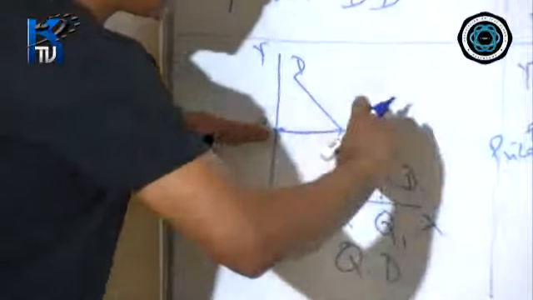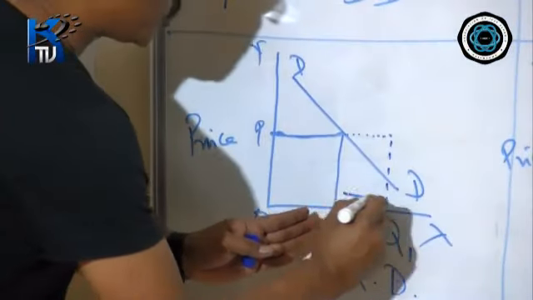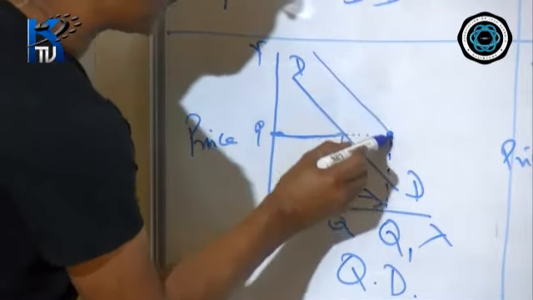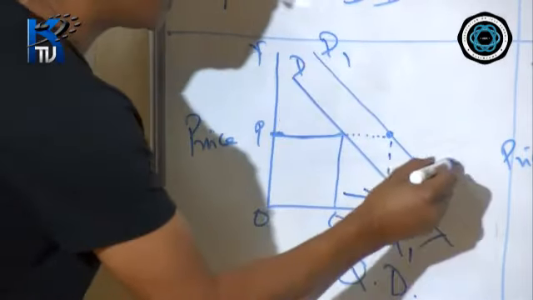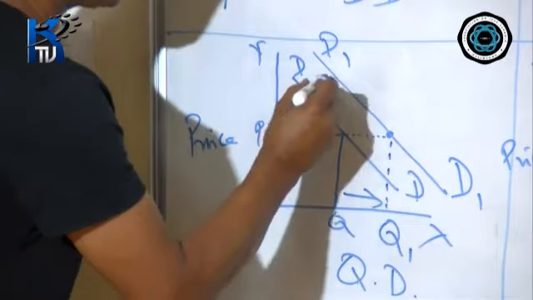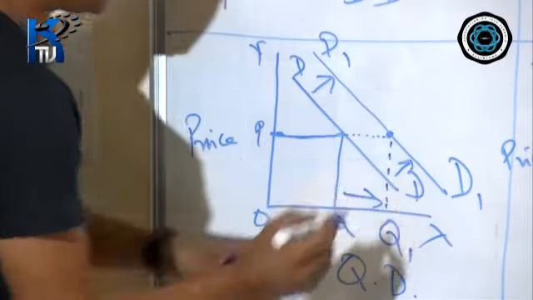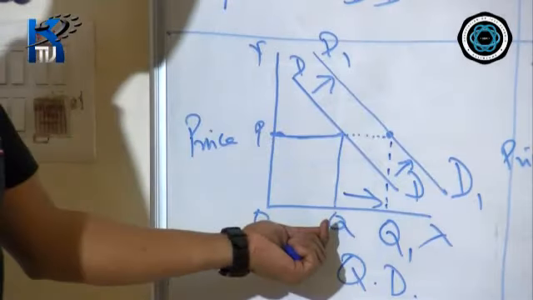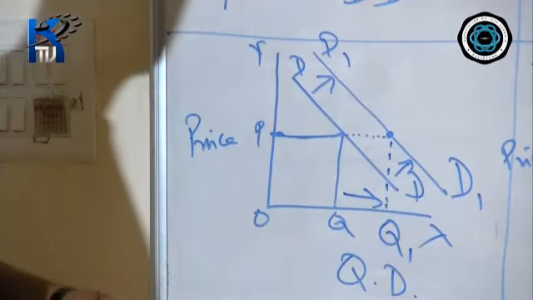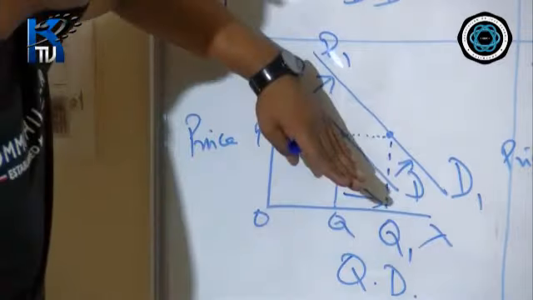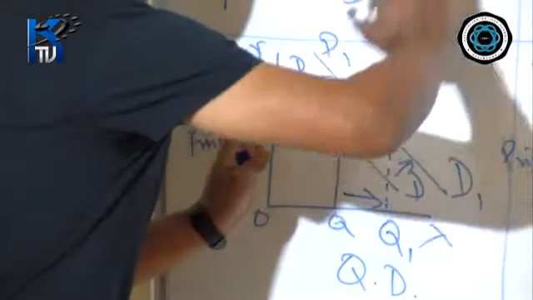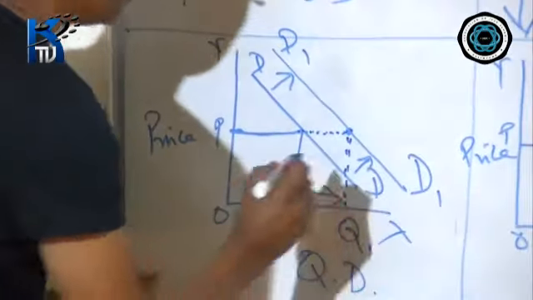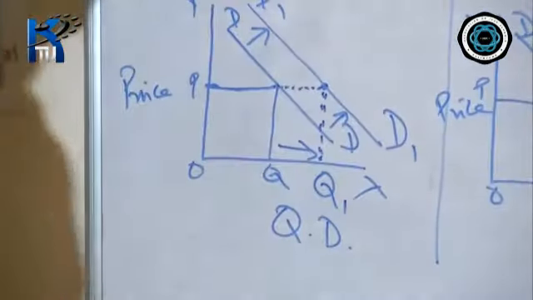If you want the price to stay the same and the quantity demanded to increase, then we are somewhere here. So the demand curve has to shift from D to D1. The price is the same, but there is an increase in demand. What happens? The whole demand curve shifts upwards and rightwards.